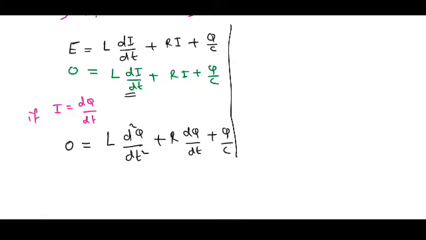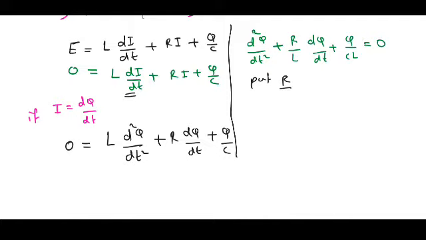Or I will write this equation as d square q by dt square. I divide the whole equation by L, and then it will be plus R by L dq by dt plus q by CL is equal to 0. Now to simplify this equation, I bring some substitution, that is I put R by L is equal to 2B and 1 by LC is equal to K square. The same substitution we did in the previous case also.